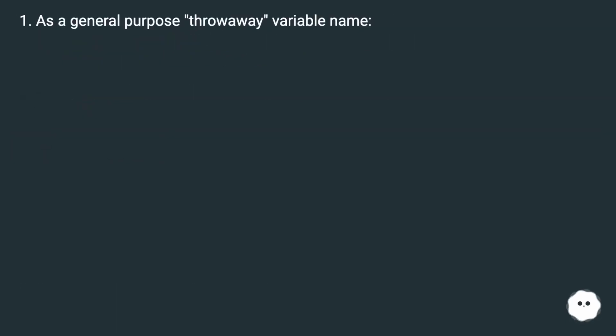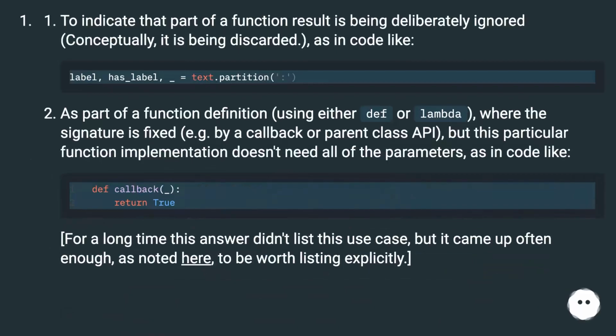As a general purpose throwaway variable name. To indicate that part of a function result is being deliberately ignored, conceptually, it is being discarded, as in code like. As part of a function definition, using either def or lambda, where the signature is fixed, for example by a callback or parent class API, but this particular function implementation doesn't need all of the parameters, as in code like.